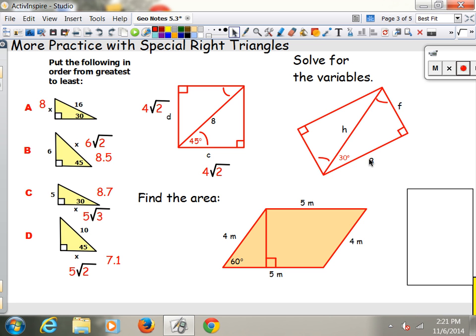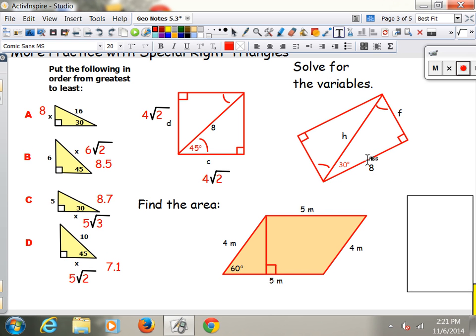Here's a rectangle that was cut down the middle with our diagonal, and it made a 30-degree angle. So what would this top angle have to be? 60 and then 90. 8 is which side out of the 3? 8 is the long leg. So we should probably put LL down here for long leg. I erased my formula up there. Long leg formula is the short leg times radical 3. They gave me the long leg of 8.